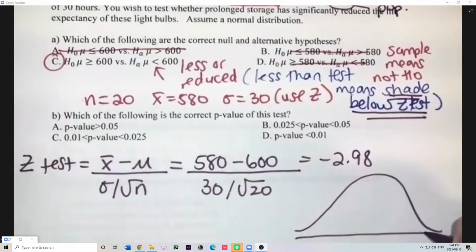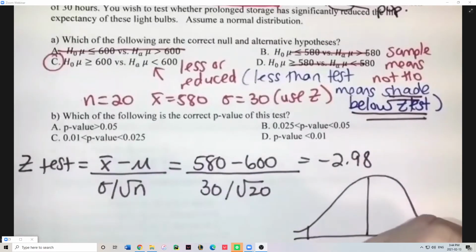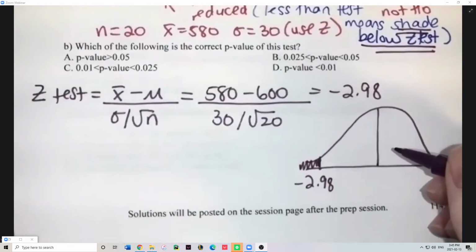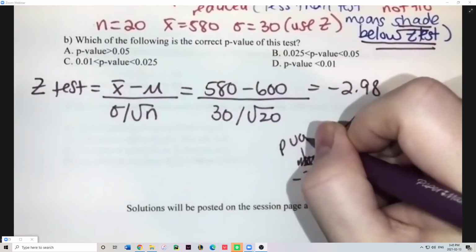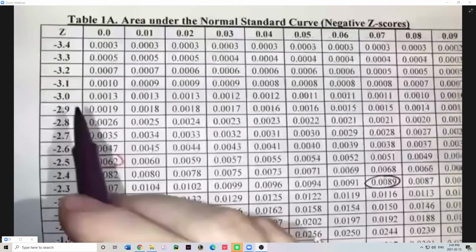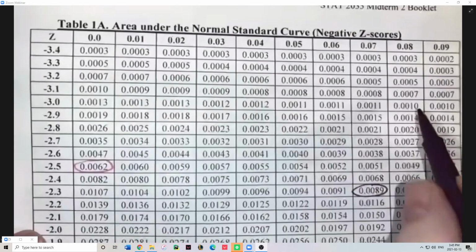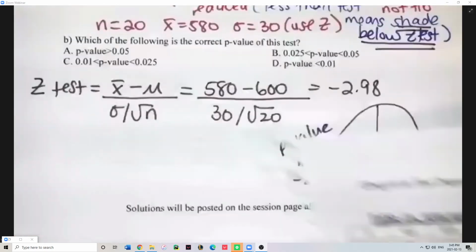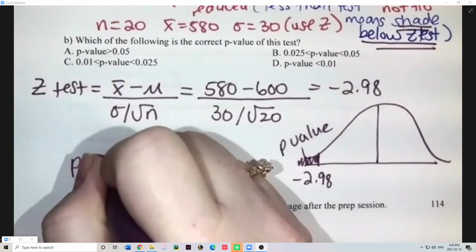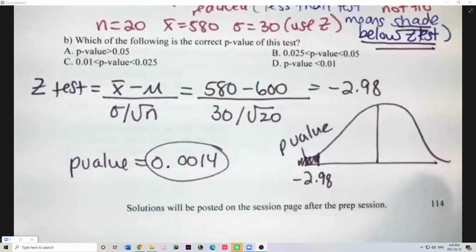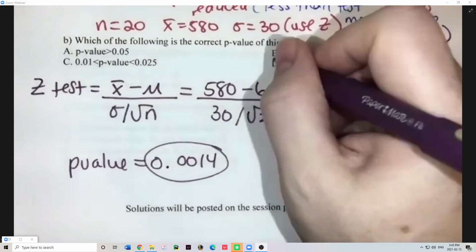So draw out negative 2.98, and we want to shade below it. So that's our p-value right there. So we get negative 2.9 across from 0.08, and we get 0.0014. That's the area below, so that's our p-value. So our p-value is less than 0.01, so it'd be D.